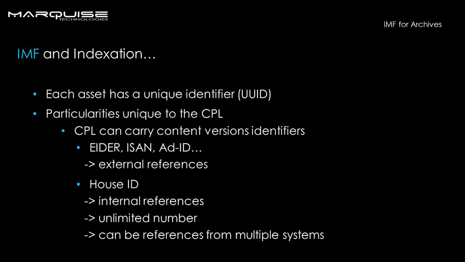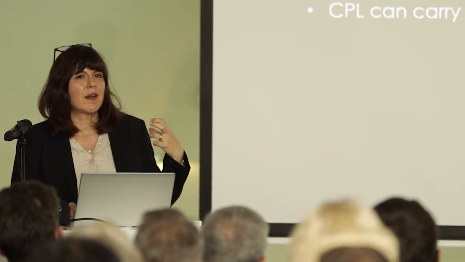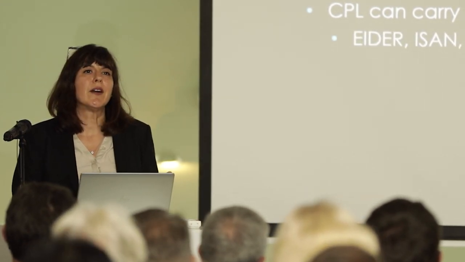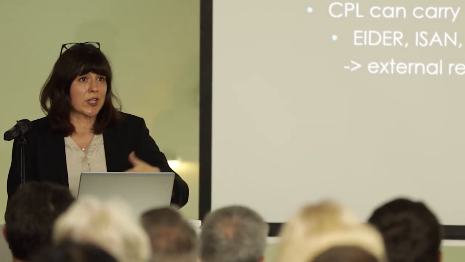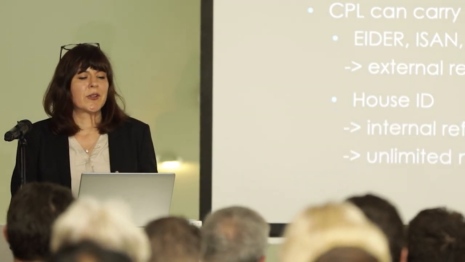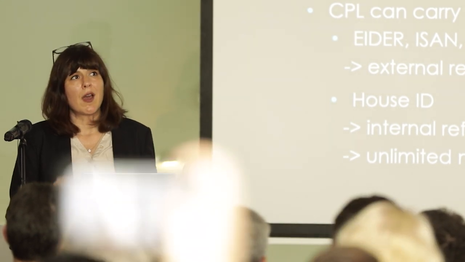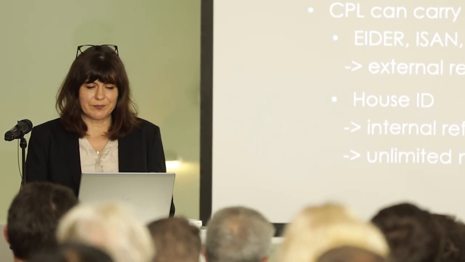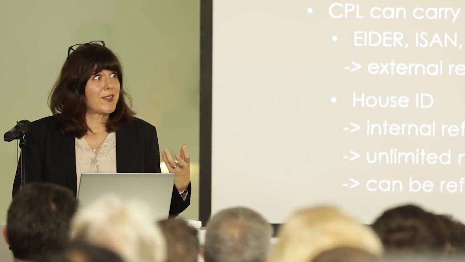And last, just to finish, one of the most valuable, and that's probably an introduction to the next session, is indexation, so catalog. The strength of IMF with its unique identifier is one of the big things. But it's not only that. There are unique particularities to the CPL. And those CPLs can, for example, carry either ISAN or Ad-ID identifiers. Those are external references, but not only, they can also carry in-house IDs as internal references, and it's unlimited. So you can also have different systems that you can all reference together inside one CPL. And that's it, coffee time.